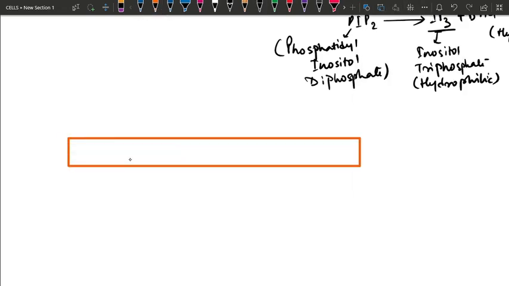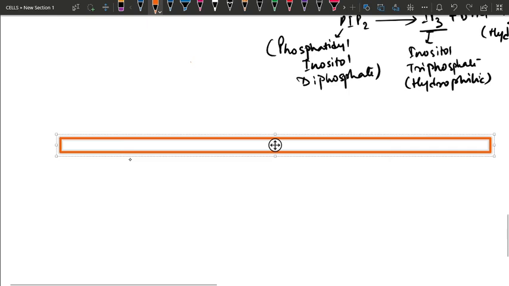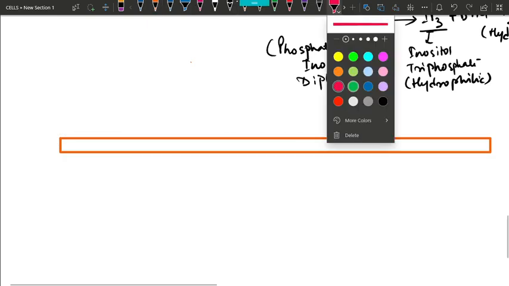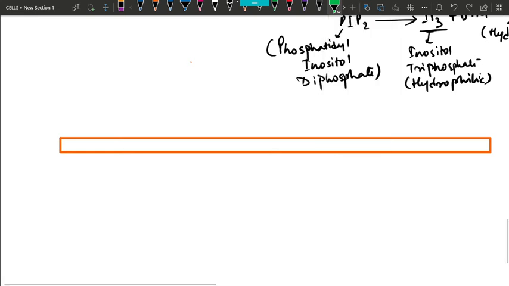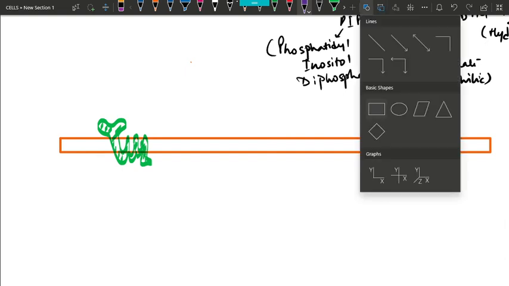Suppose this is the membrane, and suppose this is the receptor. I will draw the receptor over here. So this is the receptor present over here, and suppose we have the ligand. Suppose this is the ligand.